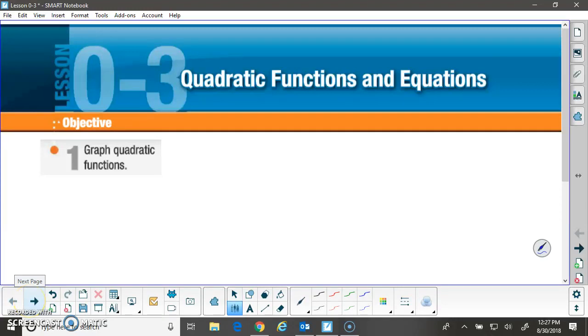Lesson 3 of Chapter 0 is on quadratic functions and equations. We're going to focus on graphing quadratic functions. Now, a term that you probably have heard before is a parabola. Quadratic functions produce graphs that we call parabolas, and parabolas are U-shaped graphs that open up, and some of them open down. So that's just the general shape of a quadratic function or a parabola.